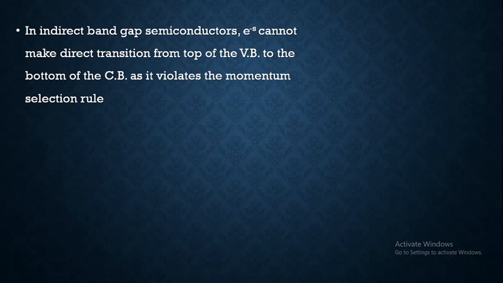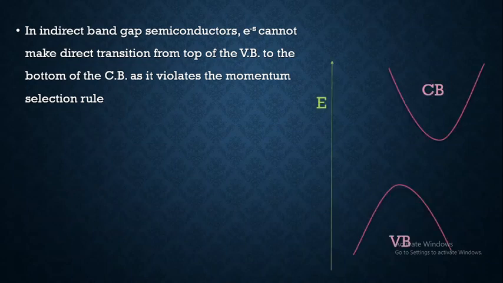cannot make the direct transition from the top of the valence band to the bottom of the conduction band, because it violates the momentum selection rule, which is Kf equals Ki. That is, if you consider the band diagram for indirect band gap semiconductors, the tips of the bands are not one below the other. That is nothing but the definition of indirect band gap semiconductor. And that's why direct transition of electron from valence band to conduction band is not at all possible according to the selection rule Kf equals Ki.